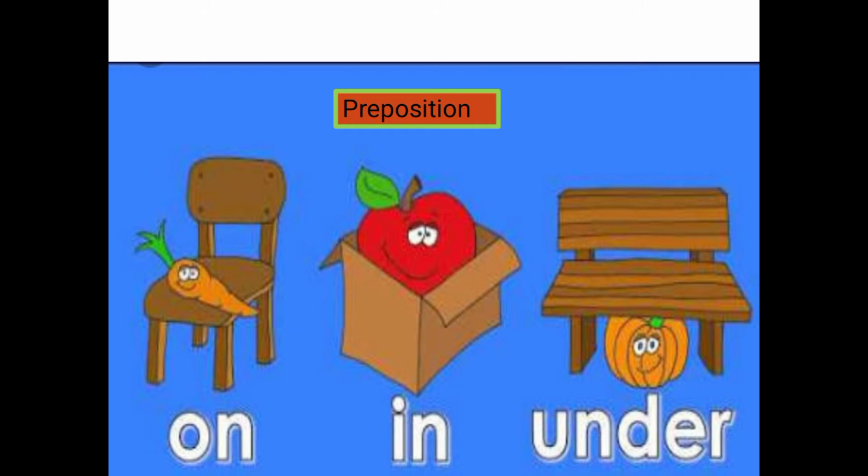As you all know, we were doing prepositions, so again we'll practice the same. Where is the carrot? The carrot is on the chair. Where is an apple? An apple is in the box. Where is the pumpkin? The pumpkin is under the chair.